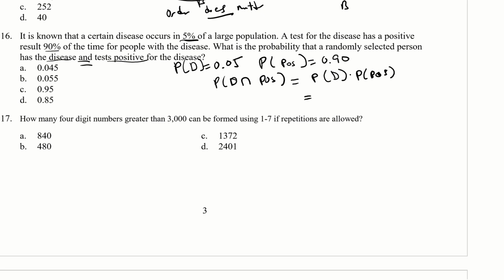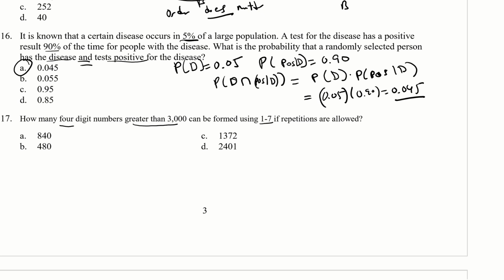Positive given disease, I guess you can say, because they have to have the disease, right? So you just multiply those 2 probabilities. Let me write positive given disease. Multiply those two, so you get 0.05 times 0.90, and so you get 0.045. The answer is A.